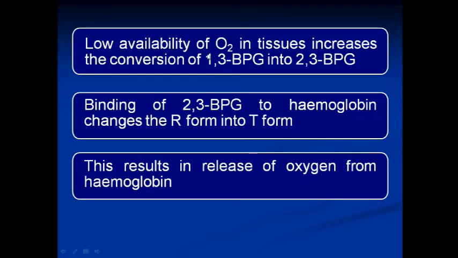Now low availability of oxygen increases the conversion of 1,3-bisphosphoglycerate to 2,3-bisphosphoglycerate. लो प्रेशर होता है उस समय 1,3-bisphosphoglycerate 2,3-bisphosphoglycerate कन्वर्ट हो जाता है. Binding of 2,3-bisphosphoglycerate to hemoglobin changes the R form to the T form. This results in the release of oxygen from the hemoglobin.